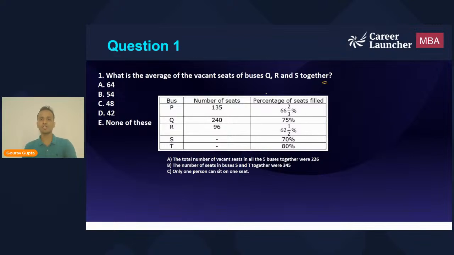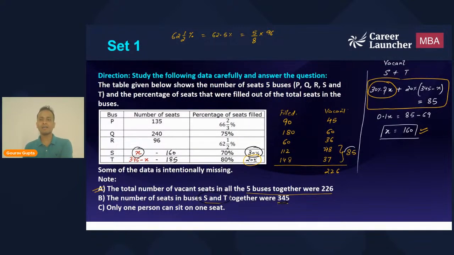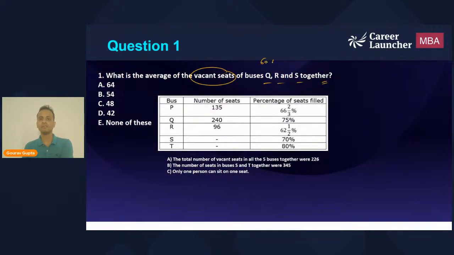All right, so buses Q, R, and S together, the number of vacant seats. So I'll go back to the table. So Q, R, and S, the number of vacant seats are 60, 36, and 48. So 60 plus 36 plus 48. Since I have to calculate the average, I'll divide it by 3. Okay, so it is 108 plus 36, 144 divided by 3. All right. So the answer comes out to be 48. So I am getting the answer as 48.